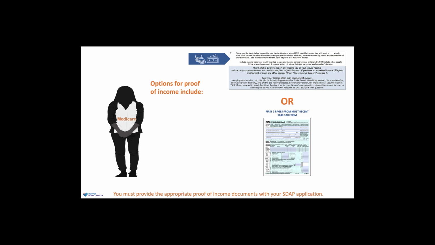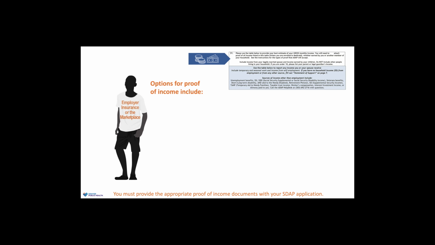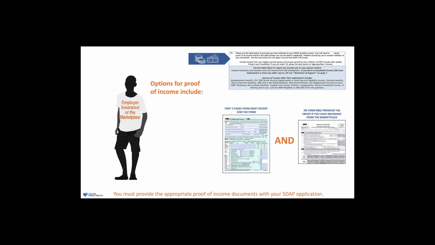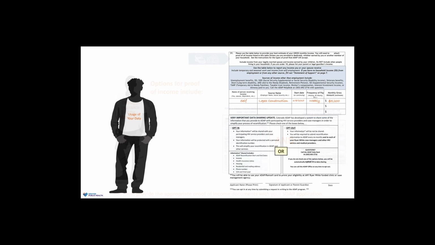If you have insurance from an employer, or if you have insurance from the marketplace, please bring a copy of the first 2 pages of your 1040 tax form from the IRS from the most recent year. And if you have marketplace insurance, please bring IRS form number 8962, which is the premium tax credit form.